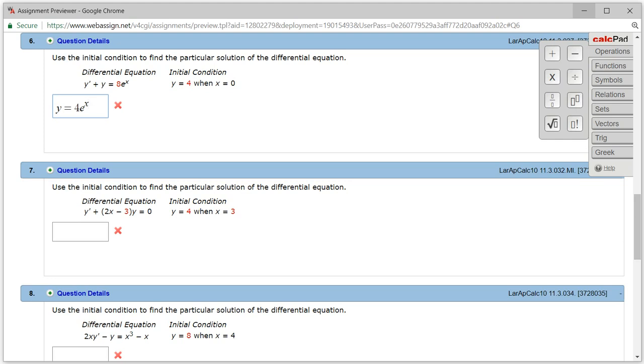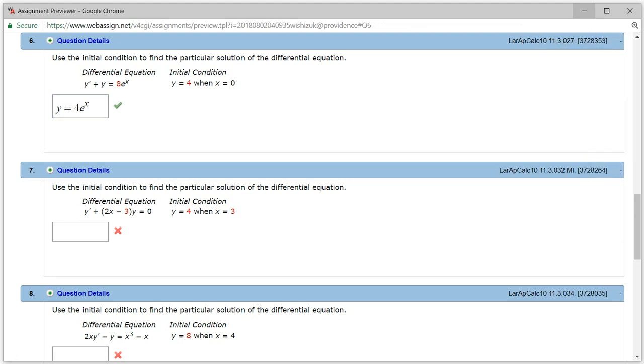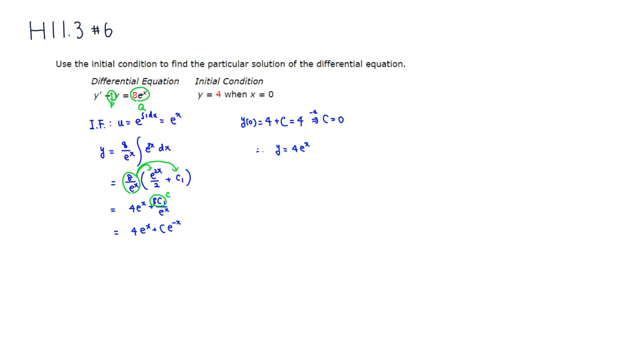All right, let's check the answer. It came back and looks like we got this one correctly. All right, that's it. I hope that this was clear.